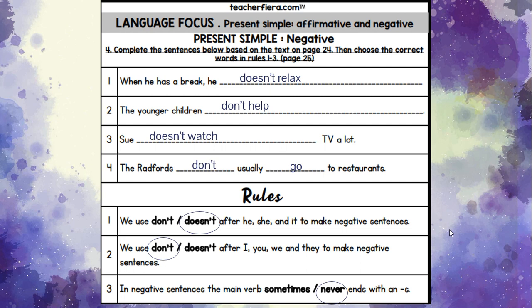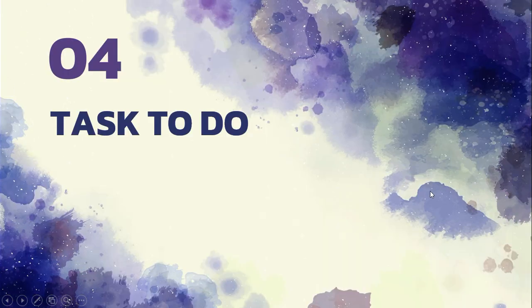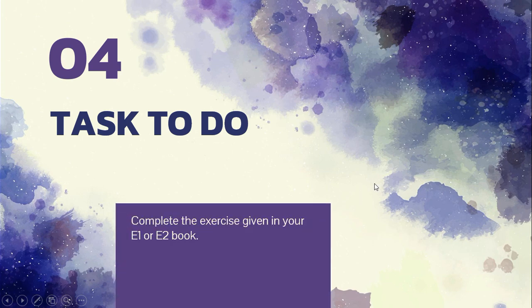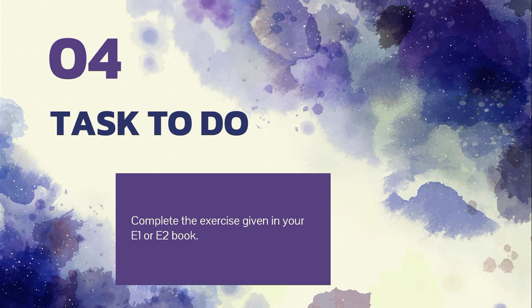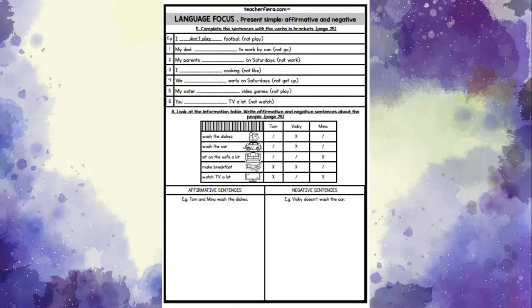Alright, very good everyone. I hope this practice helps you to have a better understanding on how to use present simple to form affirmative and negative sentences. Activity 4. Task to do. Please complete the exercise given in your E1 or E2 book. You may pause this video to copy the exercise in your E1 or E2 book.